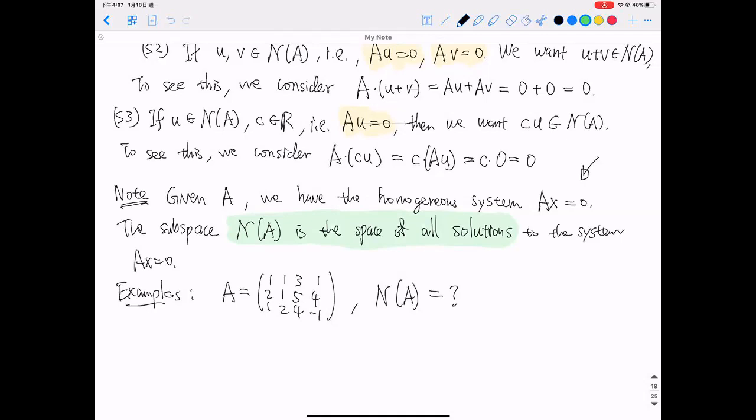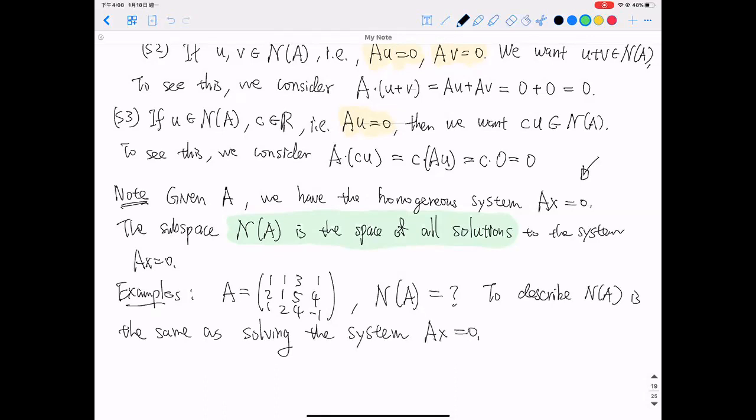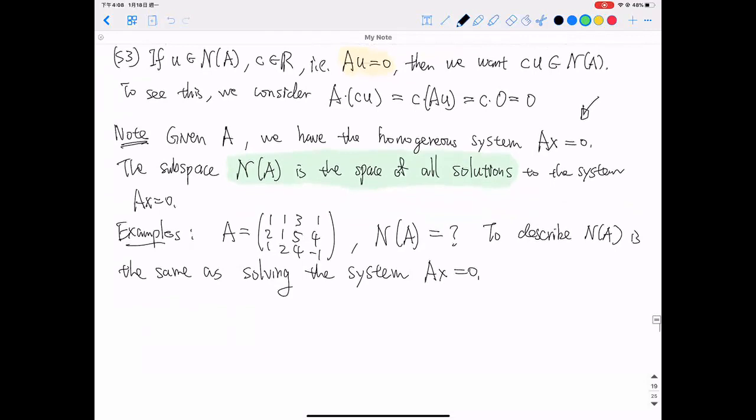the system AX equal to 0. Namely, you're just asked to solve the system. To describe N of A is the same as solving the system AX equals to 0. And we've done that before. We certainly know how to do that. So start with an A.